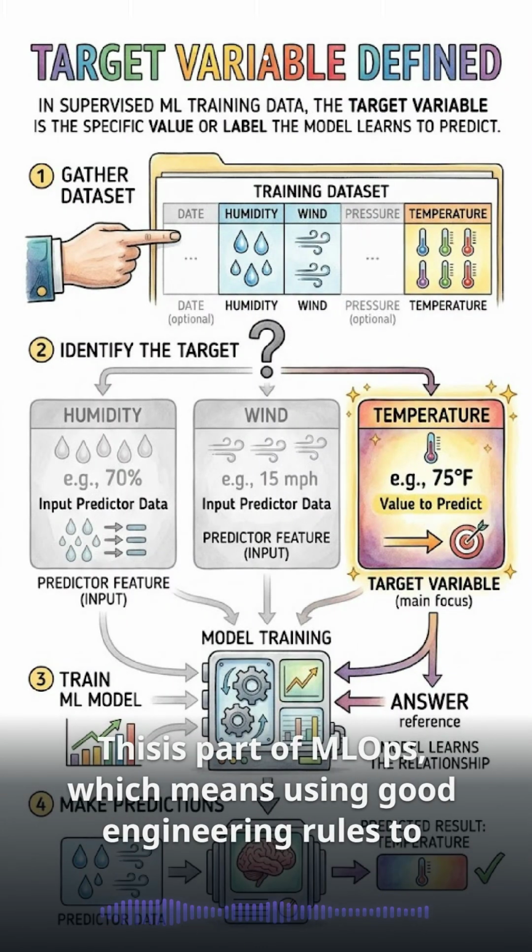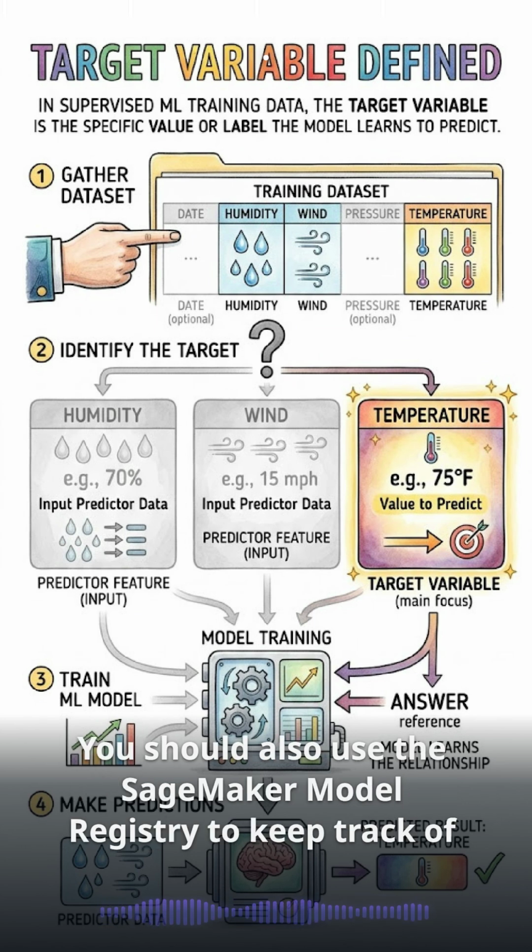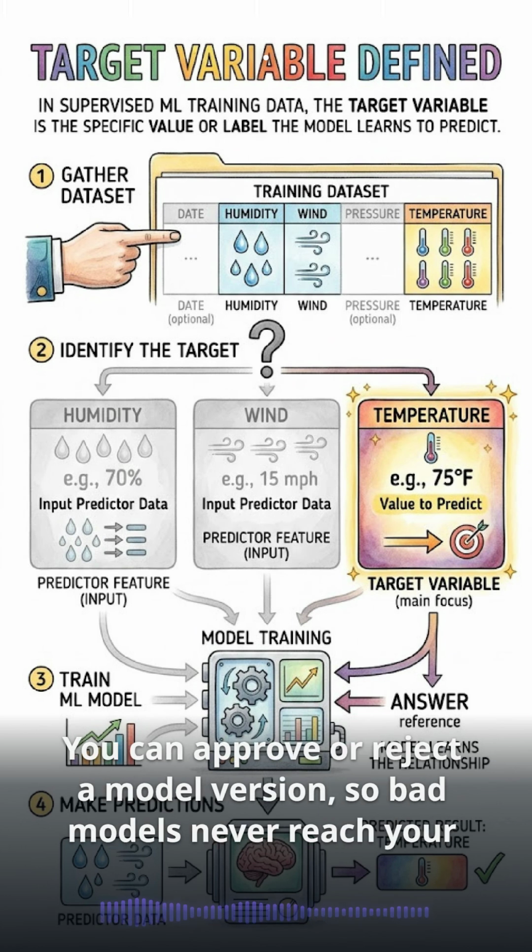This is part of MLOps, which means using good engineering rules to make machine learning very reliable and safe. You should also use the SageMaker model registry to keep track of all the different versions of your models. It works like a catalog, where you can see which model is the best and which one is currently live. You can approve or reject a model version, so bad models never reach your customers by accident or mistake.